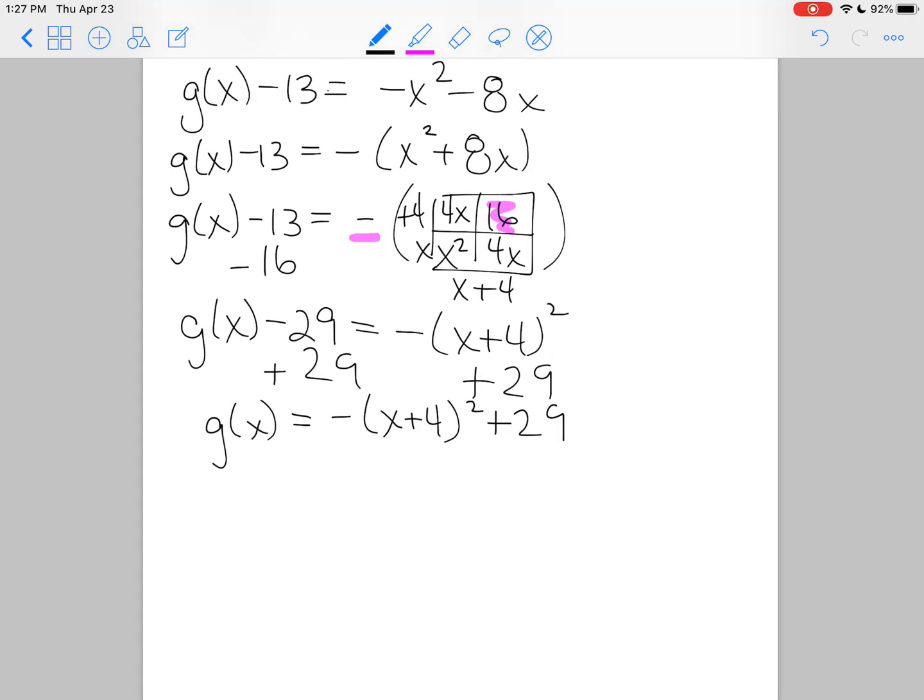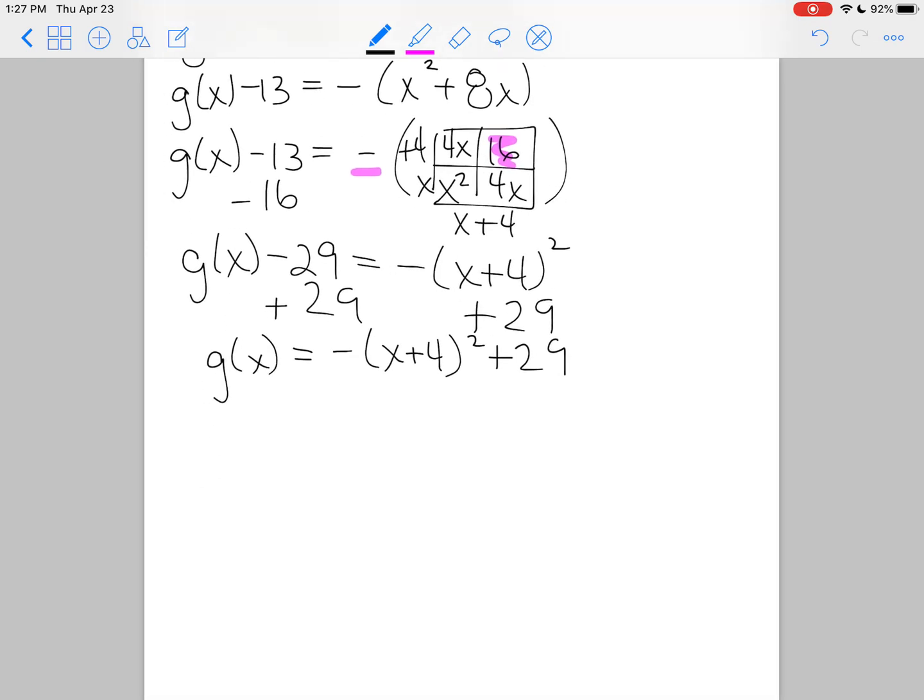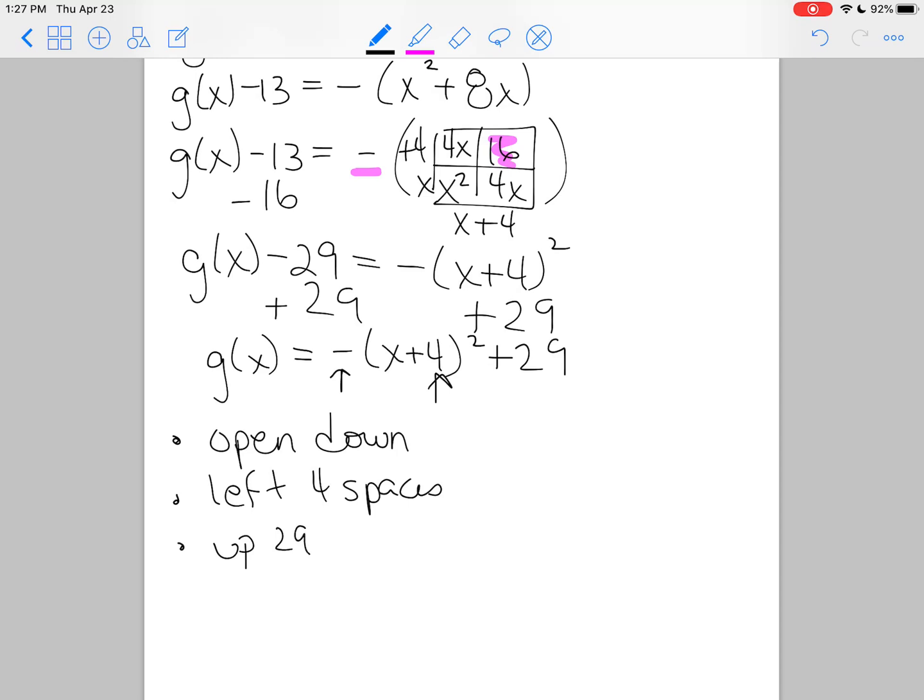All right. Now, transformations. This time we do have something in front of the parentheses. We have a negative. Well, that means my parabola is going to open down. Positive 4, remember, we're going to change the sign. It's actually negative 4, so it's moving to the left 4 spaces. And a positive 29 is up 29 spaces. And so our vertex is at negative 4, 29. All right.